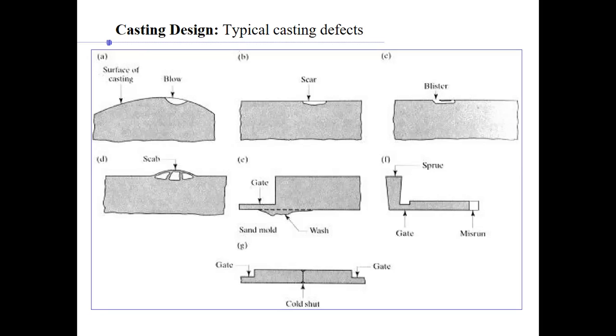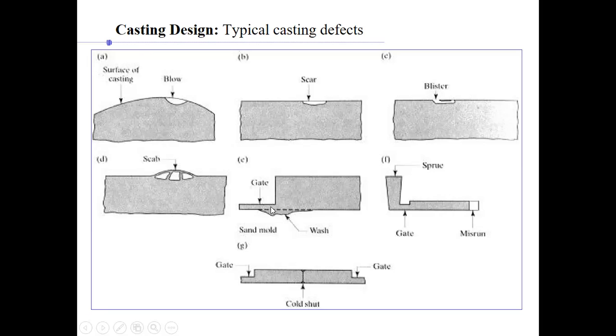So here are some of them we have seen. Let us quickly go through again. You have a blow, right? That is basically, you're supposed to be having that continuation of the surface, but you have a void kind of error, a defect. So scar, right? Another one, blister, just as we have on our skins, right? And here scab.